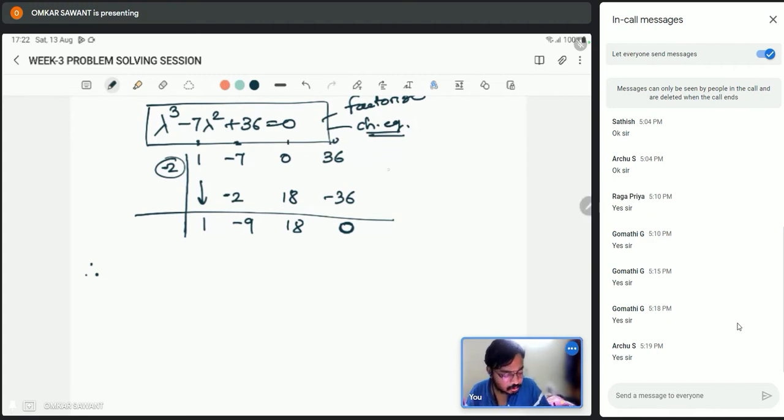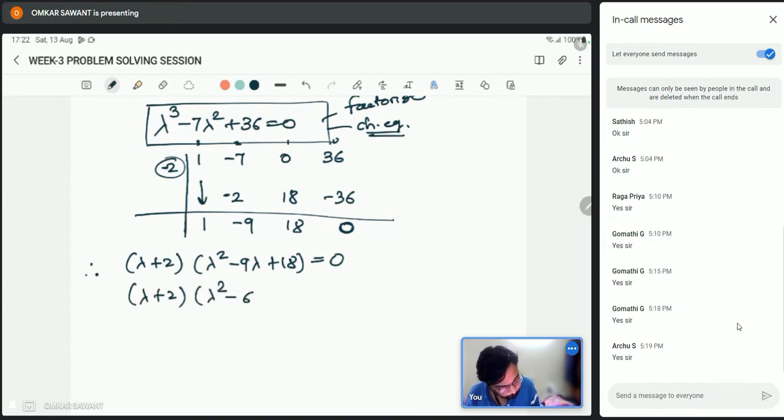So we'll use this method. Minus 2, that means our factors are lambda plus 2, and lambda square minus 9 lambda plus 18 is equal to 0. Then further factorize this. Please let me know if there is any doubt. Okay.